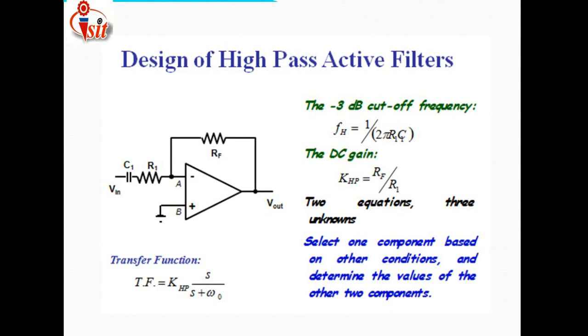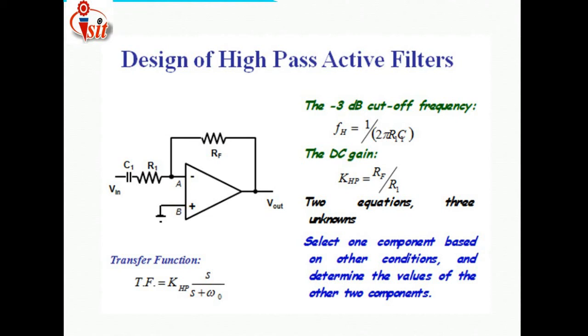In that, the minus 3 dB cutoff frequency FH is equal to 1 divided by 2 pi R1C1, and the DC gain is given by the formula KHP is equal to RF divided by R1. Two equations, three unknowns. Select one component based on the other conditions and determine the values of the other two components. This is the selection parameter related to the active high pass filter.